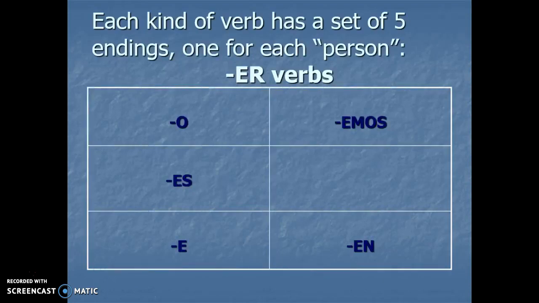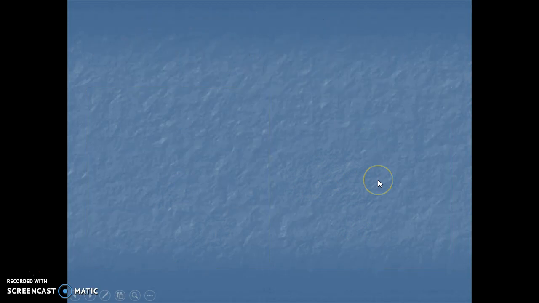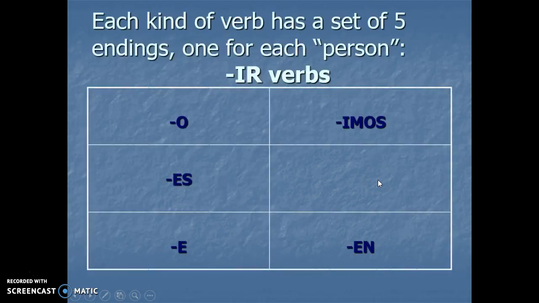Okay? Here are the endings for ER verbs. O, es, e, emos, en. So notice they're very similar to the AR verbs. Instead of the A's though, they're E's. Okay? And then the IR verbs, guess what? They're the exact same as the ER verbs except this one. O, es, e, imos, en.